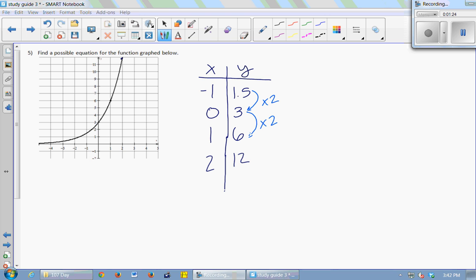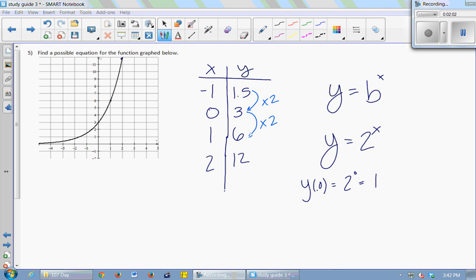So a general formula for an exponential function is b to the x. And the base is that number that you're multiplying by over and over again. So my equation here is going to be y equals 2 to the x, I would think, except when I plug a 0 in here, 2 to the 0 is 1 and not 3. So I actually have to do a vertical stretch of this 2 to the x.